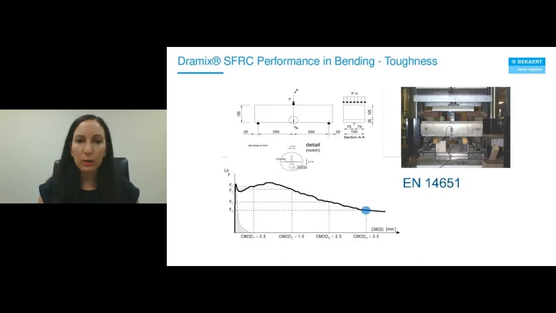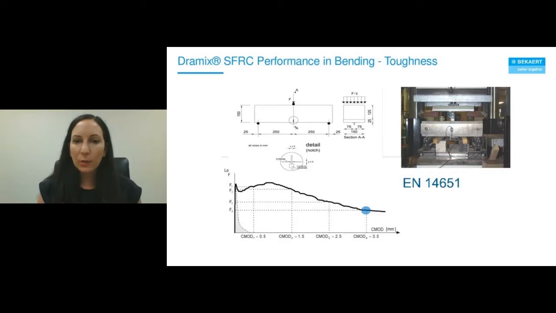the standard that we use here at Beckart is a European approach. It's the EN 14651 test. It is loosely correlated to the ASTM C1609 beam test. But in any case, this 14651 test, this is a notched beam test with midpoint loading.